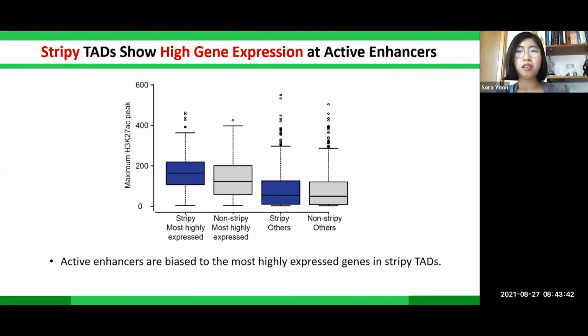Then why is such behavior observed? I found the answer from the active enhancer distribution, which is demarcated by H3K27 acetylation. So this data shows that the active enhancer is biased to the most highly expressed genes more than other genes, and especially in stripy TAD genes.